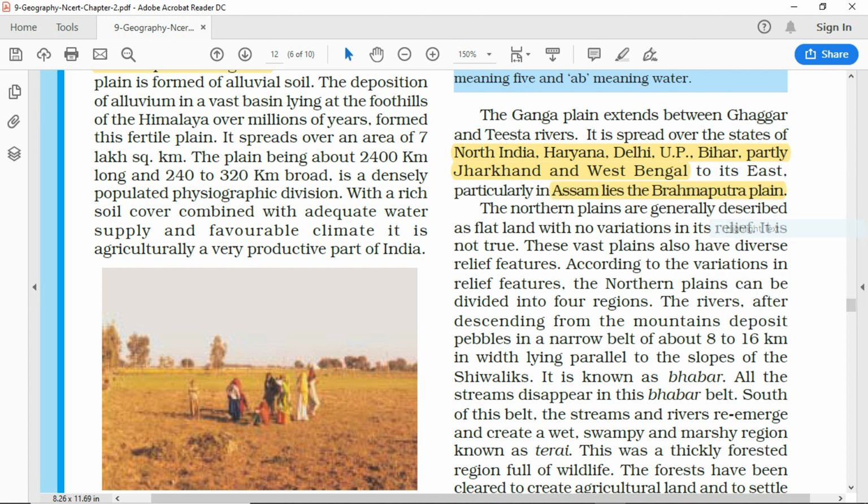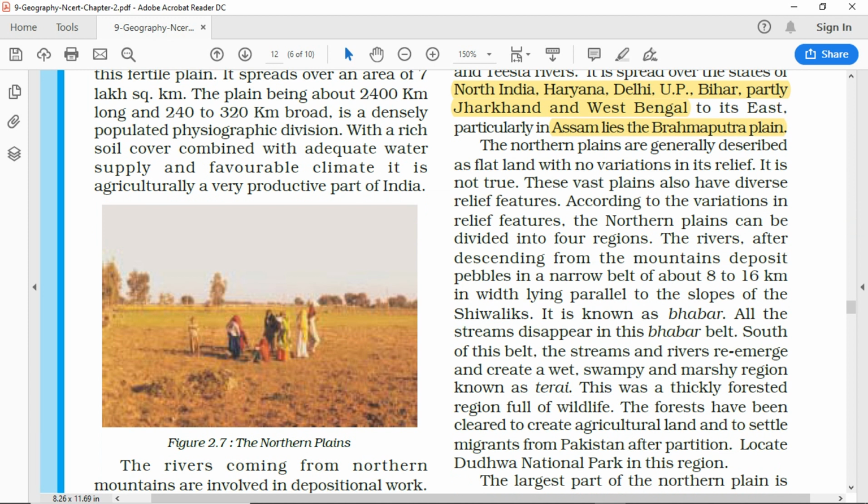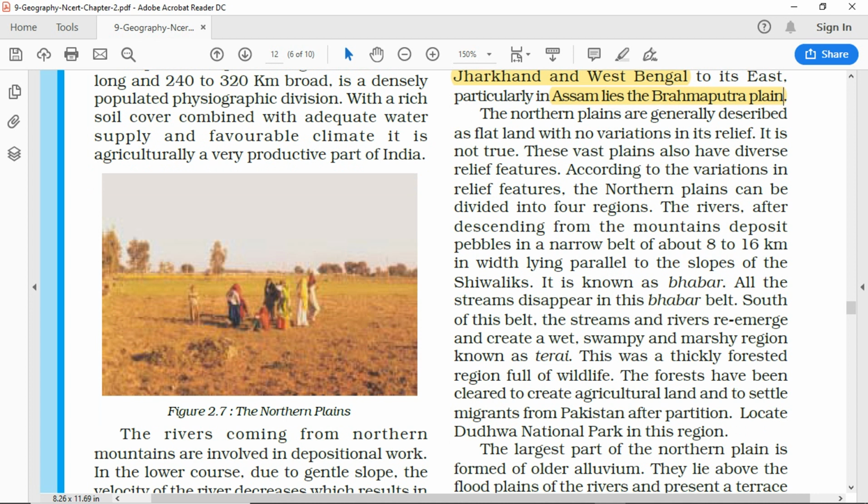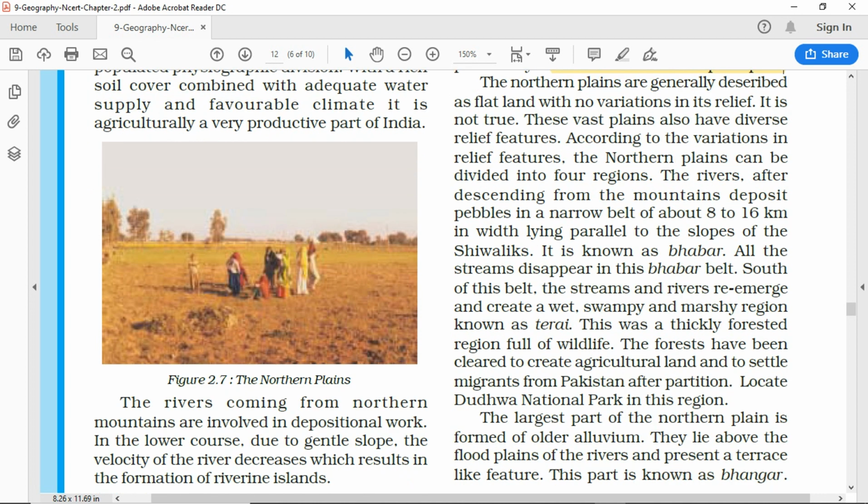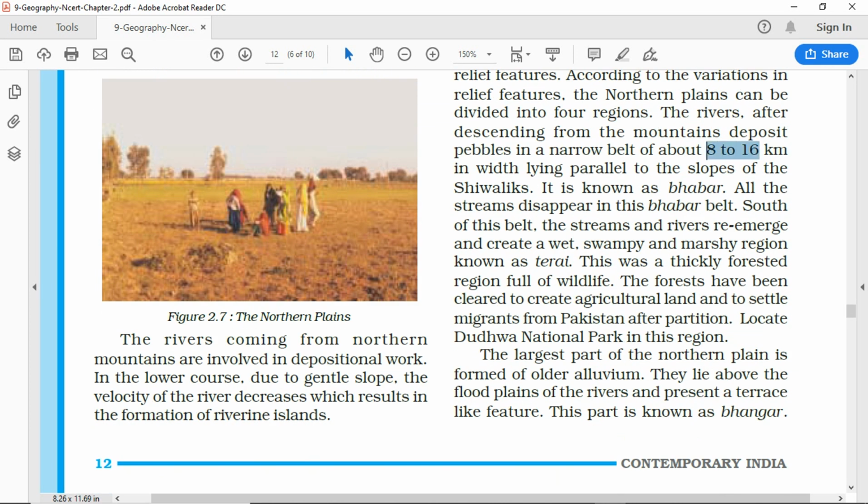The northern plains are generally described as flat land with no variations in its relief. It is not true. These vast plains also have diverse relief features. According to the variations in relief features, the northern plains can be divided into 4 regions. The rivers, after descending from the mountains, deposit pebbles in a narrow belt of about 8 to 16 kilometers in width, lying parallel to the slopes of the Shivaliks.